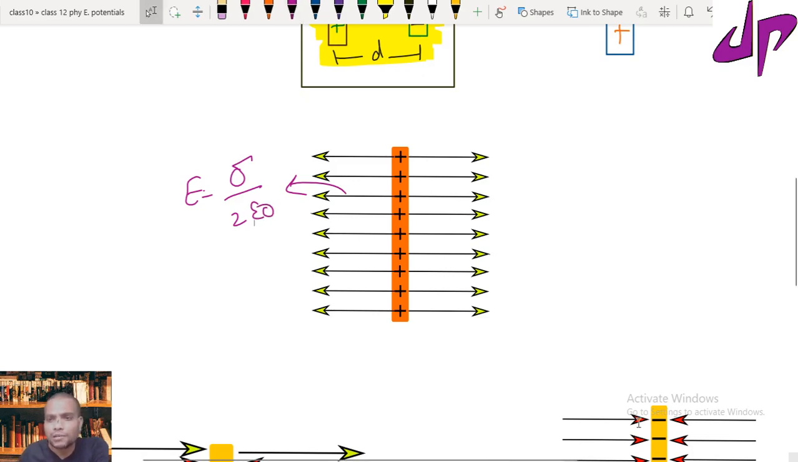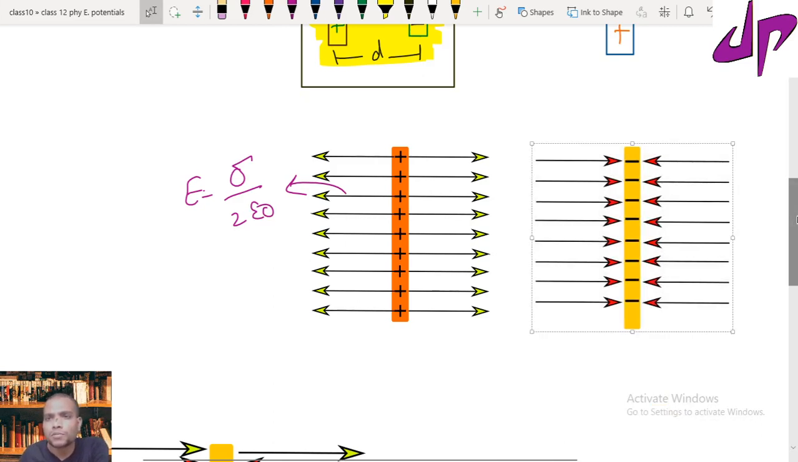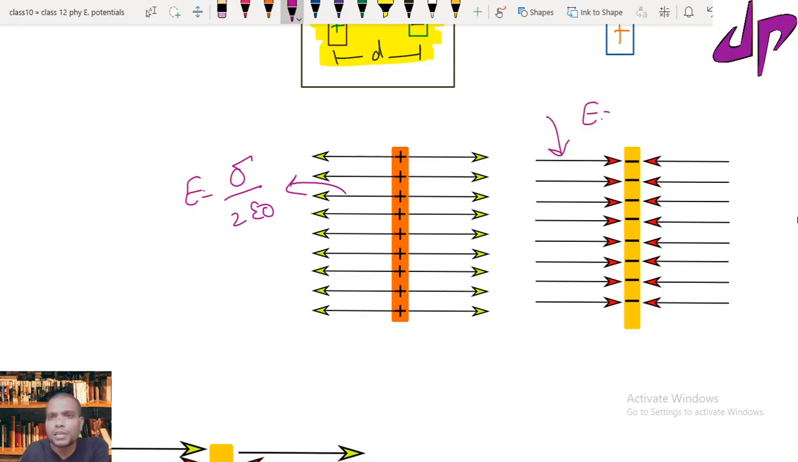If I take the negatively charged plate, the electric field expression changes to E equal to minus sigma by 2 epsilon naught, on either side. The negative sign tells about the direction of the electric field, and the positive sign tells about the direction of the electric field. Using this knowledge of the electric field, we will try to derive the capacitance.